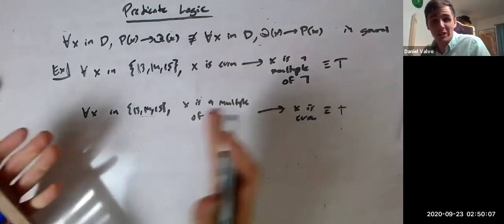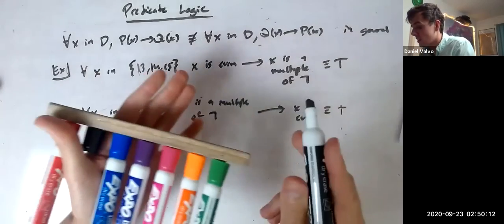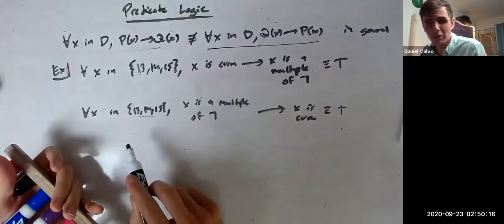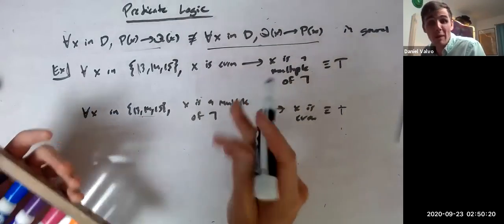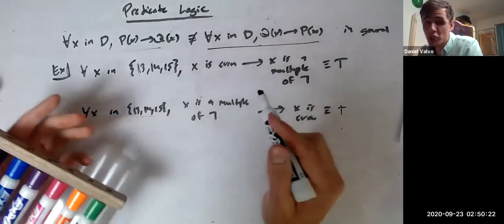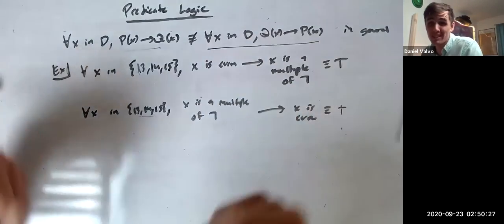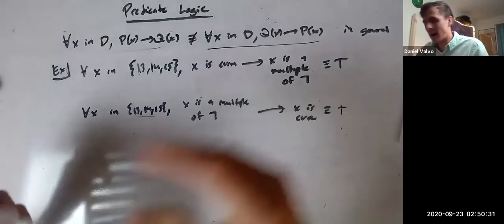So in this particular case, with this particular chosen domain and these particular chosen predicates, the universal conditional and its converse have to be equivalent. They have to have the same truth value. But in general, it's not equivalent. That's the point. In general, it's not the same. Sometimes they'll be the same, sometimes they'll be different. You just can't always assume they're the same.